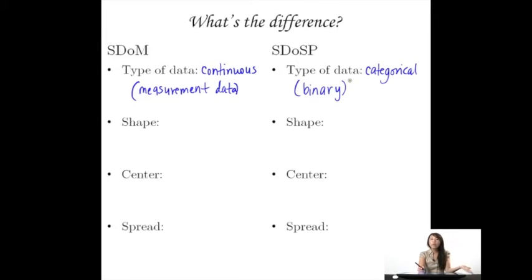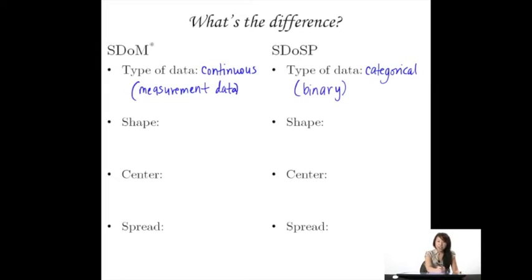And the type of data we're talking about here happens to be binary, because you're in one category or you're in the other. There's not three categories, right? It might be that you agree with the president, you disagree with the president, or you feel neutral. But what we would do in order to look at an SDOSP is to lump people together. So it might be agree versus disagree or don't care. So we might lump those two together to just call them not agrees.